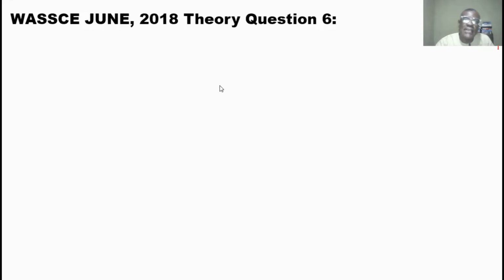So here we are in the 2018 West African Senior School Certificate Examination in June, and we are dealing with theory question number 6. Again, an expression is taken from the passage, and the full sentence from which it is taken is as follows: Everybody was impressed with the feats which went along with the hilarious drumming.